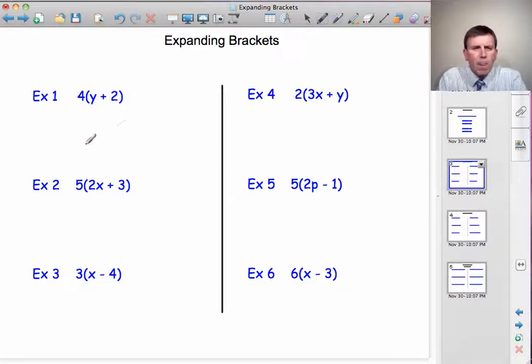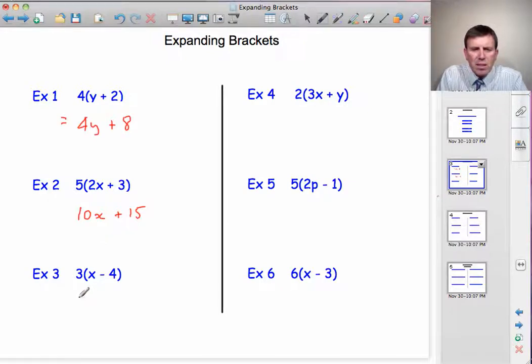Right, number 1. Expand 4 bracket y plus 2. Well, one at a time. 4 times y is 4y. And we multiply by a positive here, so the signs will just stay as they are. 4 times plus 2 is plus 8. Second one. 5 times 2x is 10x. 5 times plus 3 is plus 15. So notice how I'm multiplying everything in the bracket by the number at the front.